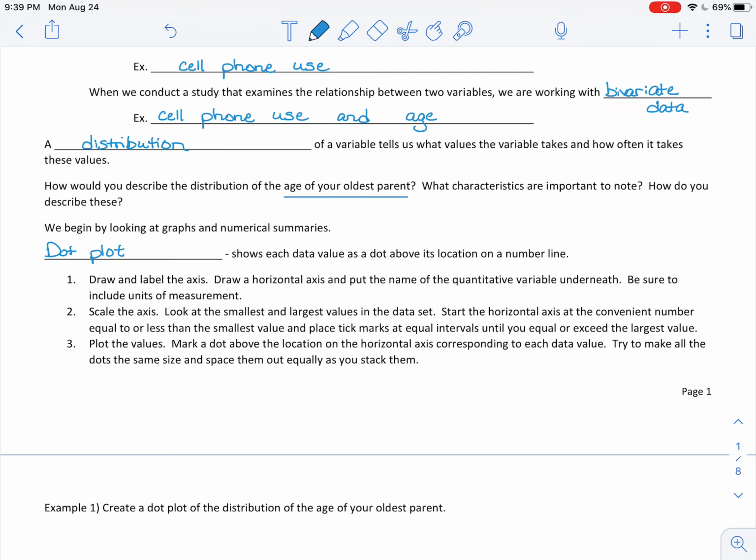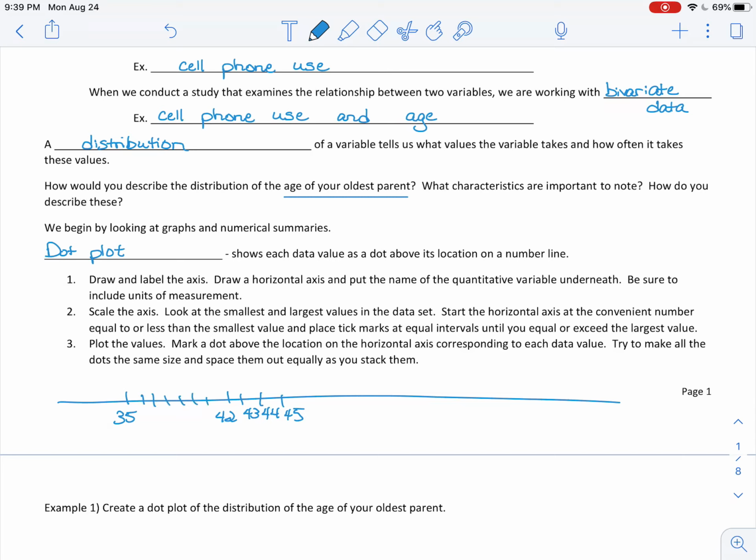It is one of the easier ones to make, even if it is kind of tedious to make, but it's just going to show the data values and it's going to have a dot above its location on a number line. So we're going to draw and label an axis, and I'm going to put the name of the quantitative variable underneath. If you don't label it, you will always miss points, so make sure you label your graphs of any sort. And we're going to include units of measurement to make it meaningful again. Make sure we scale the axes. So for example, let's say there is a 35-year-old parent and then the next youngest parent was like 42, and then I just start going by ones. This would be horribly inaccurate.